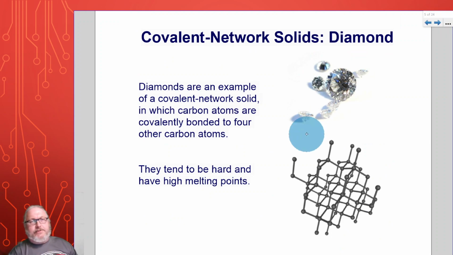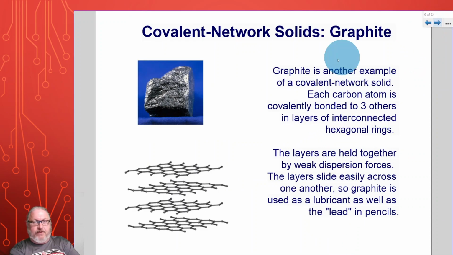So let's talk about diamonds real quick. Diamonds are a good example of a covalent network solid. Now, these carbon atoms are covalently bonded to four other carbon atoms. These guys tend to be very hard and have very high melting points. It would be extremely hard to melt a diamond. It can be done, but it would be very hard.